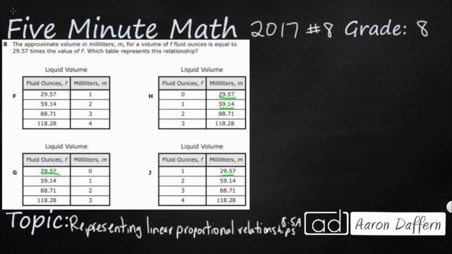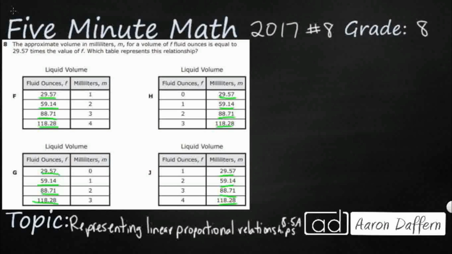So 59.14 is always going to be that second value. 88.71 is going to be that third value. Then 118.28 is going to be that fourth value. So this is not a problem in which you have to figure out what 29.57 times 2 or 3 or 4 is. They're going to give you these exact same four answers.